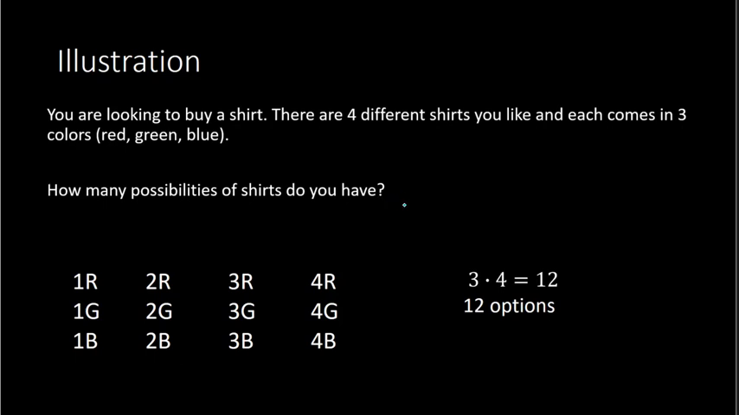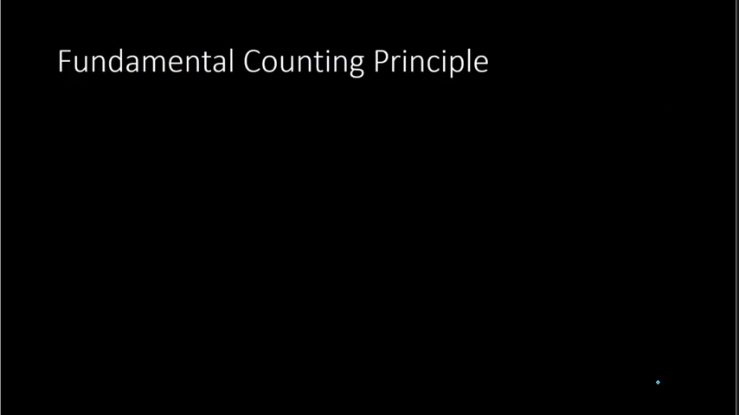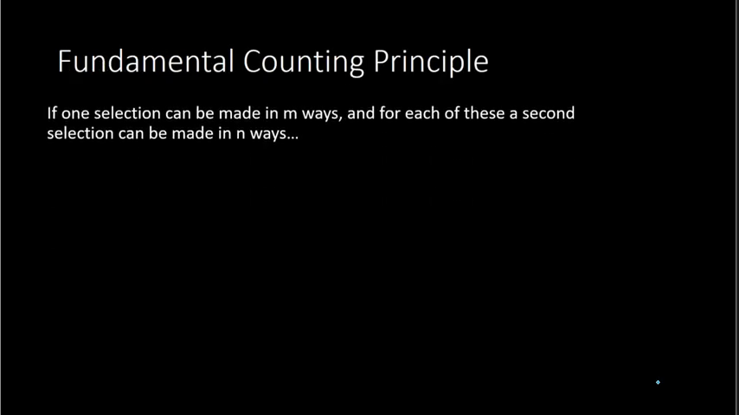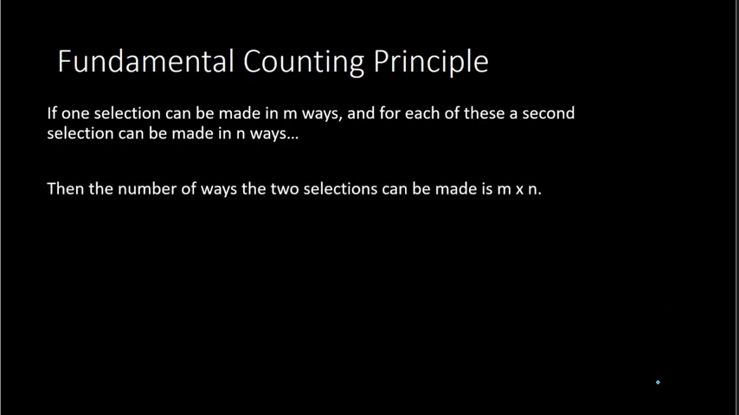Now this illustrates the fundamental principle of counting, which says that if one selection can be made in m ways, and for each of these a second selection can be made in n ways, then the number of ways the 2 selections can be made is m times n ways. And that's what we saw in the last example.